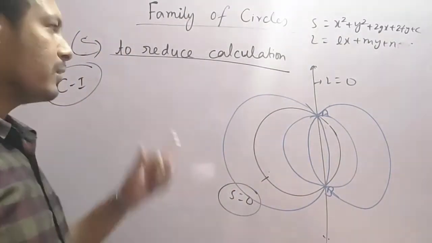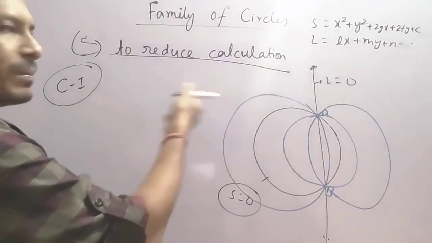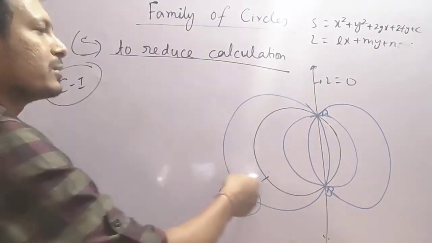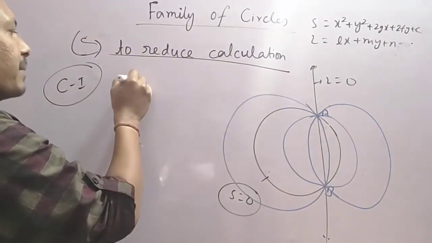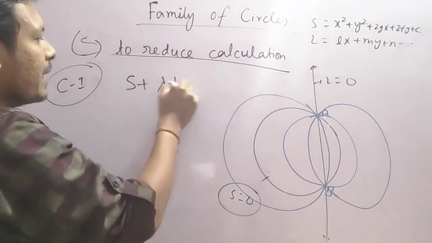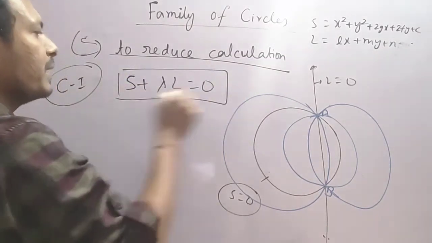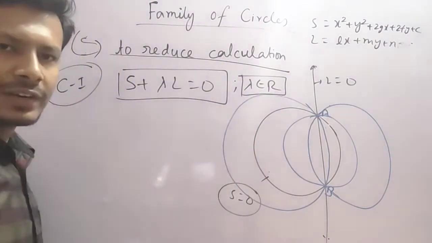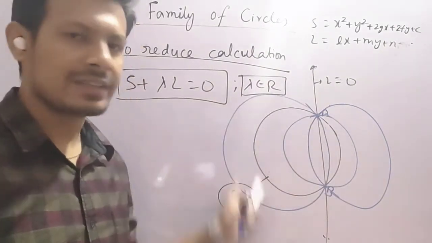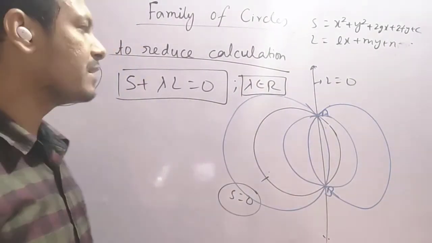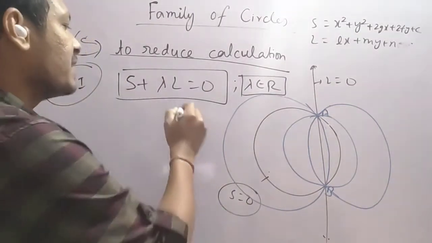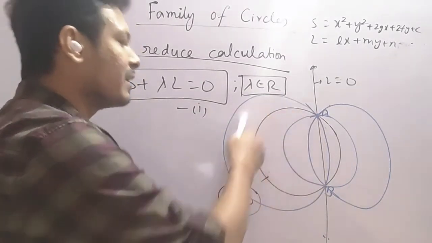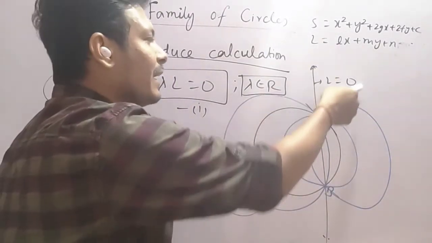According to the concept, the equation of the circle which passes through the points of intersection of the circle S equals 0 and the given line L equals 0 is given by S plus lambda L equals 0, where lambda is any real number. For different values of lambda, we will have different circles. So this equation represents the family of circles which pass through the points of intersection of the given circle S equals 0 and the given line L equals 0.